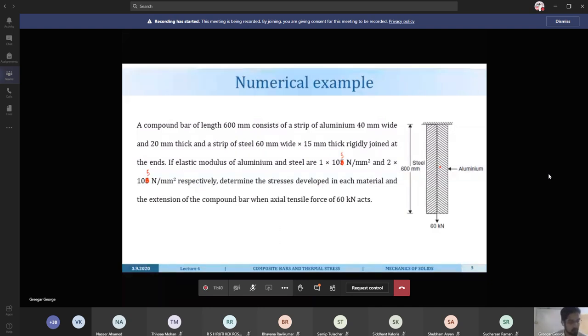Others will also give some help. Okay, sir. So the given force is 60 kilonewton, sir. And the area we can use pi r square, cross sectional area. Can I see the question, sir? Yeah, sure.